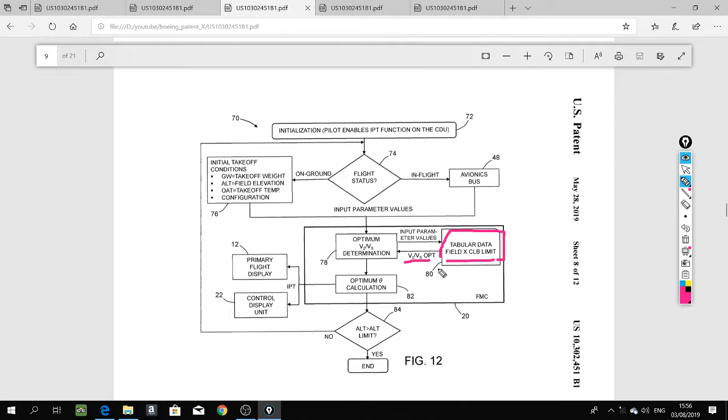He continuously accesses them and tries to calculate the optimum V2 or VS ratio, and based on that it calculates the optimum takeoff pitch angle, right? And then it generates that pitch angle and gives it to the display unit and the control unit.